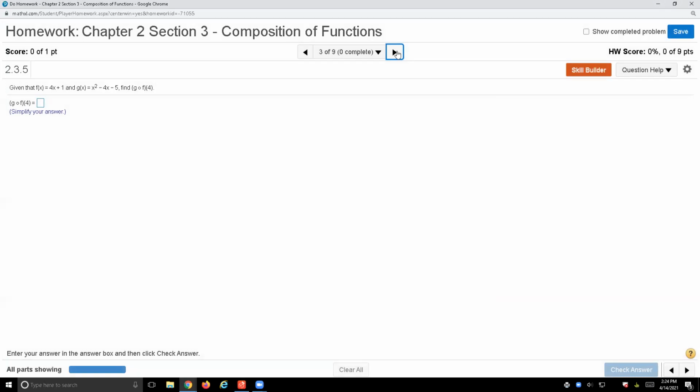Okay, let's look at the next one, number 3. 2.3 says, given f of x equals 4x plus 1 and g of x equals x squared minus 4x minus 5, find g of f at 4.